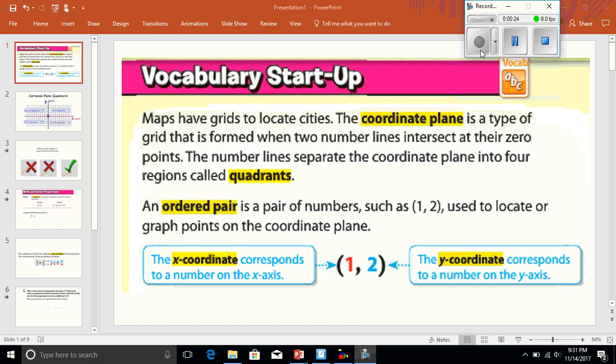An ordered pair is a pair of numbers such as 1 and 2 used to locate or graph points on the coordinate plane. The x-coordinate corresponds to the numbers on the x-axis, and the y-coordinate corresponds to numbers on the y-axis. Let's take a look at the coordinate planes.